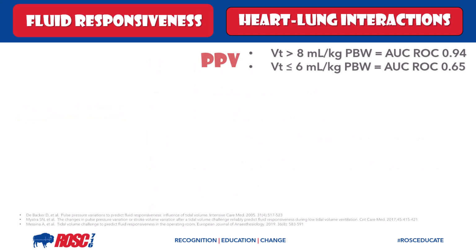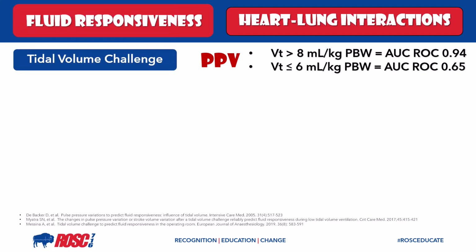Let's explore this tidal volume limitation a bit further. In regards to pulse pressure variation, if you have a tidal volume greater than 8 mLs per kilo, you have a great test. However, as you can see, if you drop the tidal volume to 6 mLs per kilo or less, you lose the discrimination, the accuracy of the test. So the big question, is there a way to navigate around this? And yes, there is. It's called the tidal volume challenge.